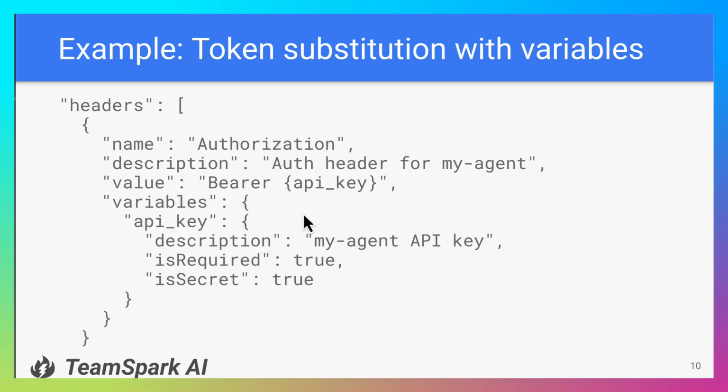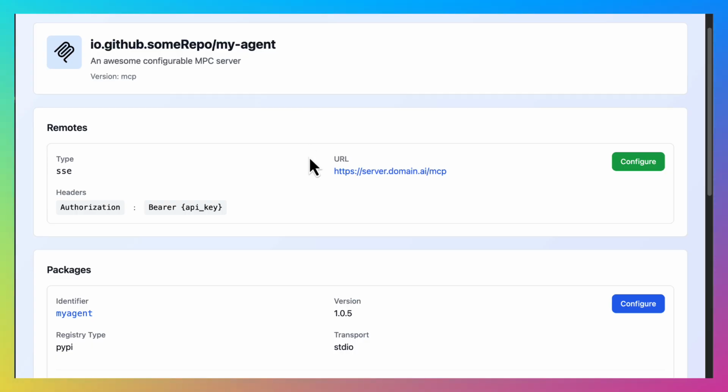So instead of just saying this has a default, that's bearer space, type your key here, we're actually building a structured input that's going to collect the key and stick it into this header formatted properly. So let's see what that looks like. We have a test server here that implements that.